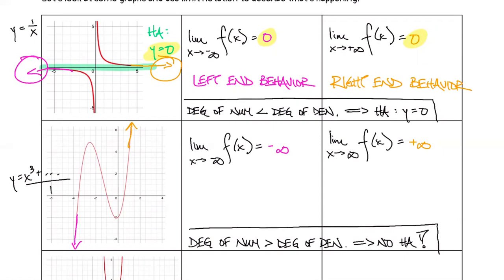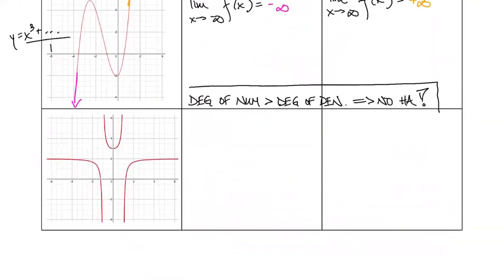So thinking about comparing the degrees tells you about end behavior. It tells you about whether it has a specific kind of end behavior like horizontal asymptotes, but it tells you about, in general, the end behavior as well.